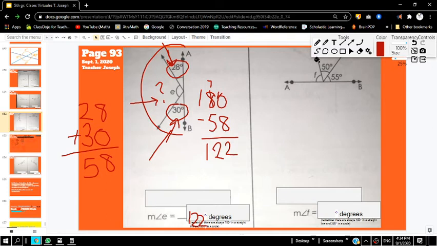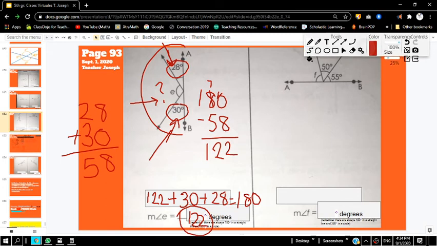Okay? Which makes a lot of sense, because I can take 122 plus 30 plus 28, and if I add all those together, it's going to equal 180. If I wanted to really check my answer, make sure you check letter E to make sure that you got it correct. 122 is your answer. Let's do letter F just a little bit different.